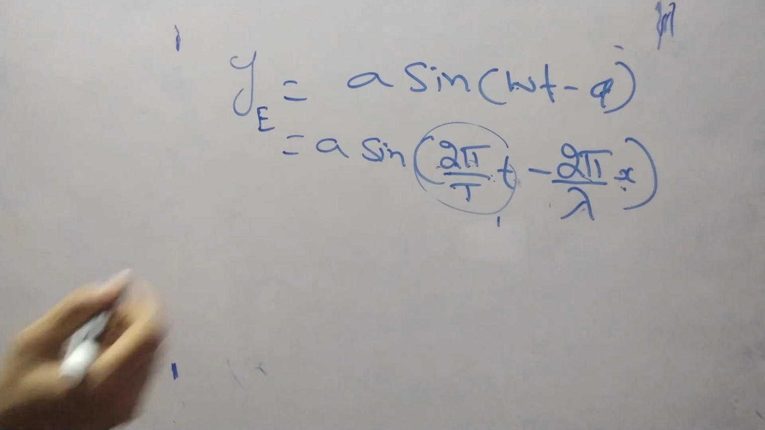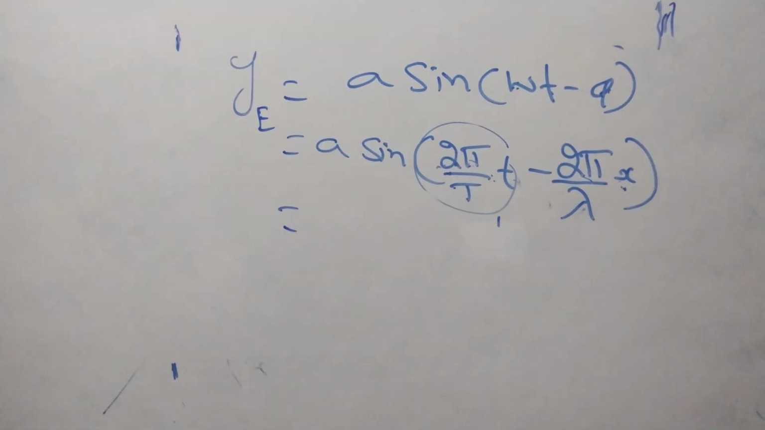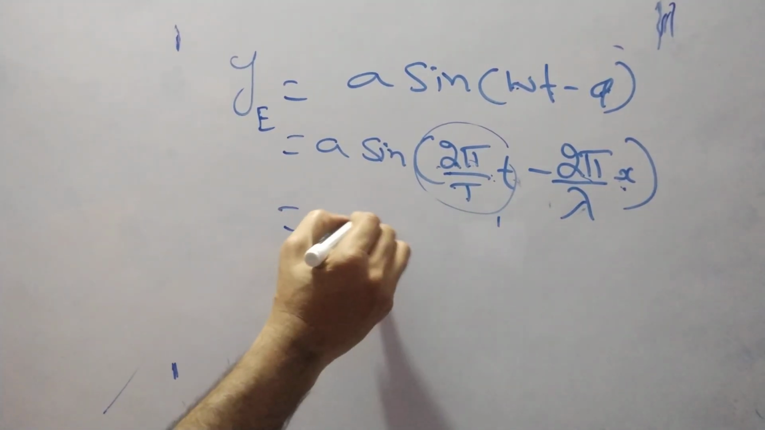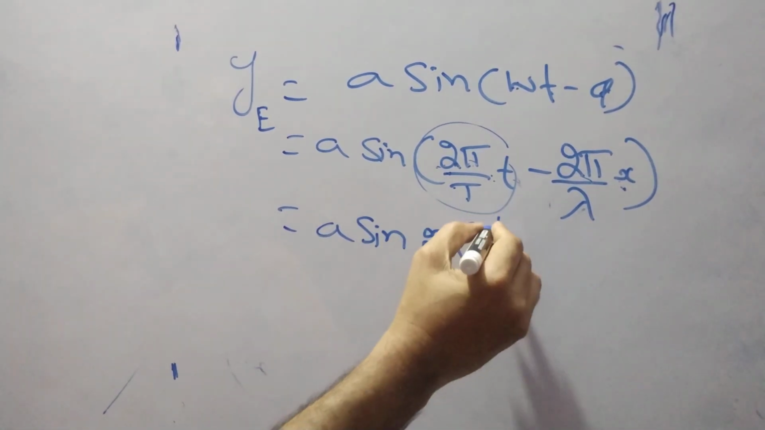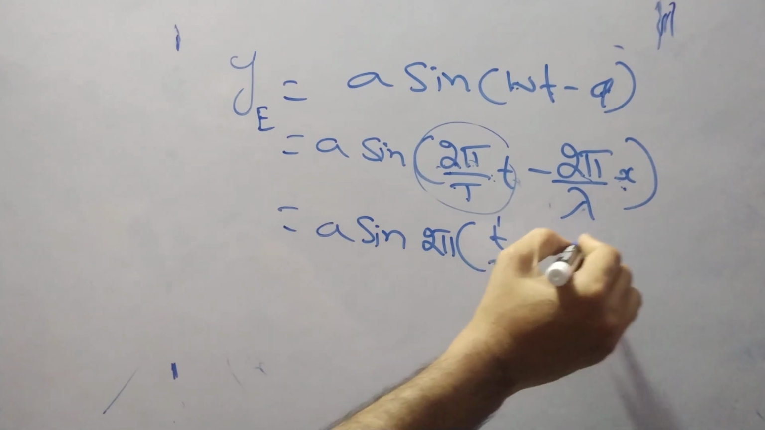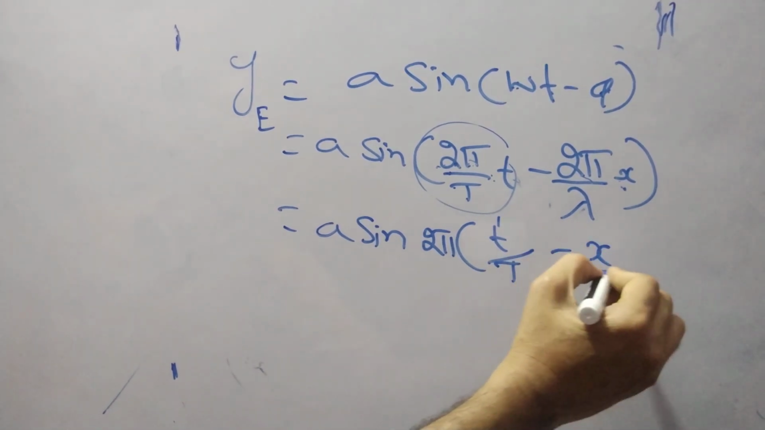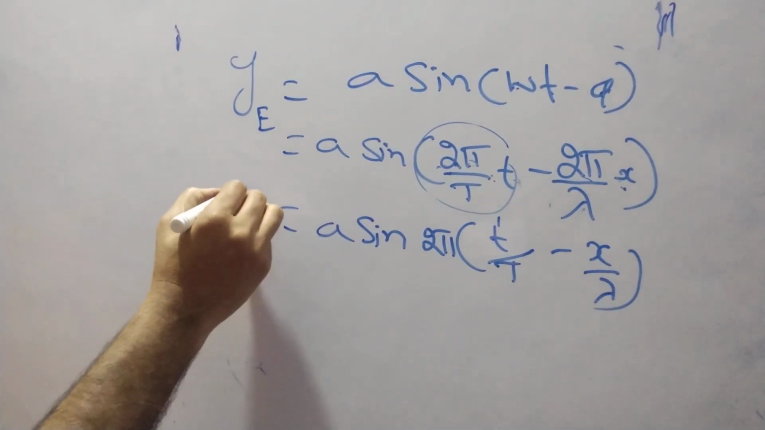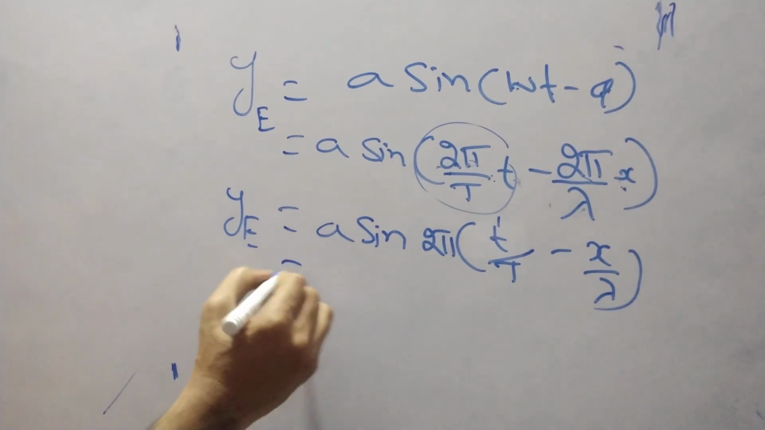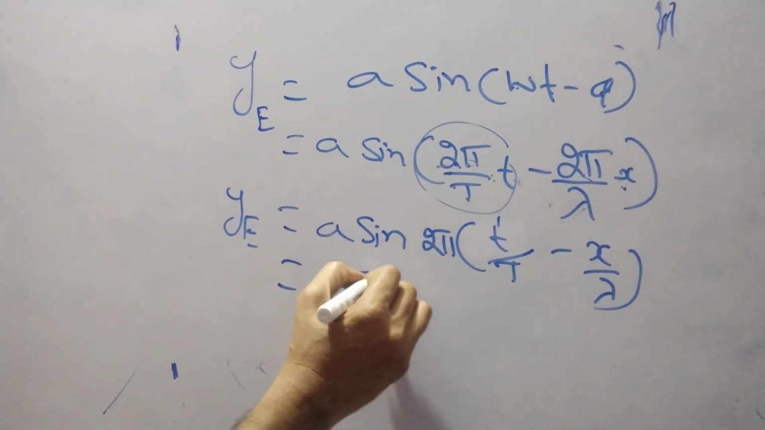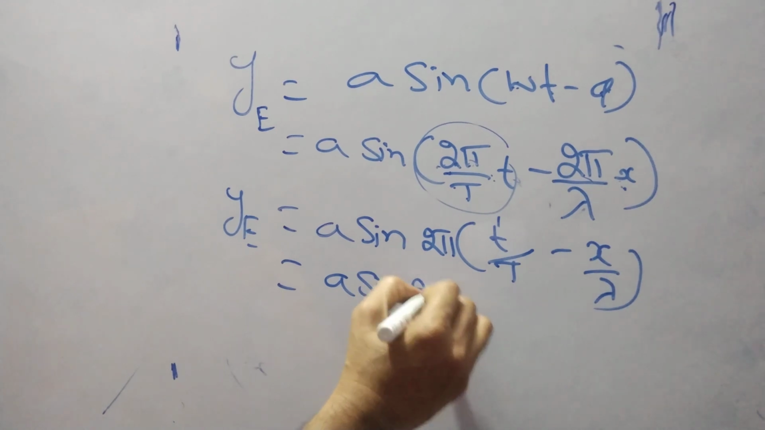Now you can take this 2 pi common, 2 pi into (t by T minus x by lambda). So this is one form of the equation, y equal to a sin 2 pi (t by T minus x by lambda), right? And this can also be written in another form.